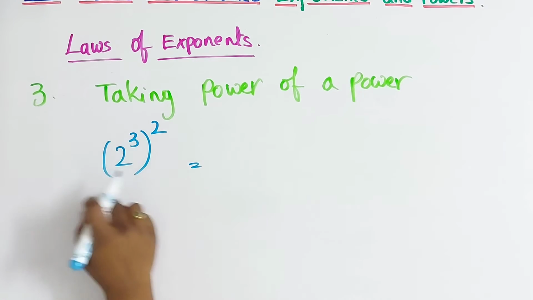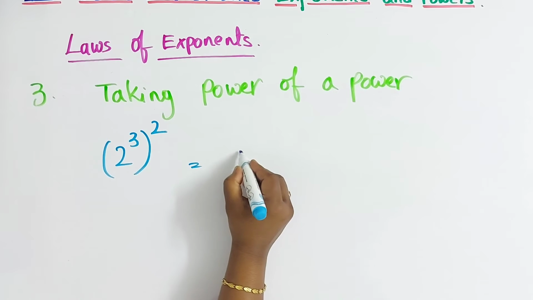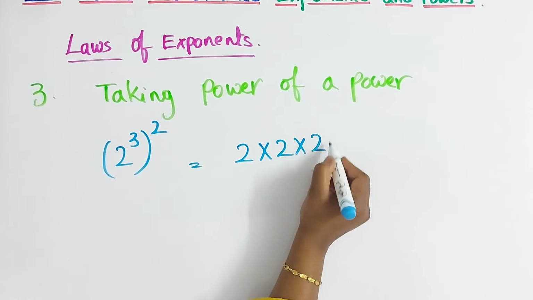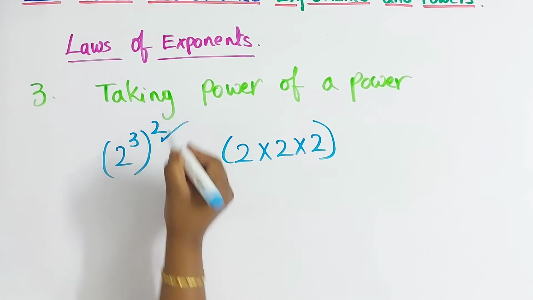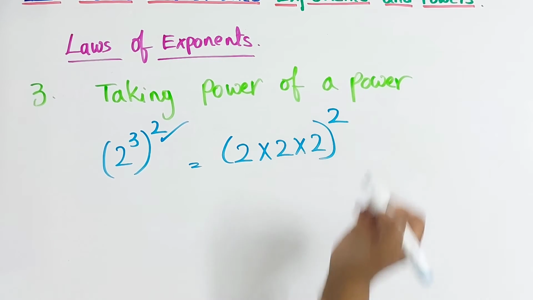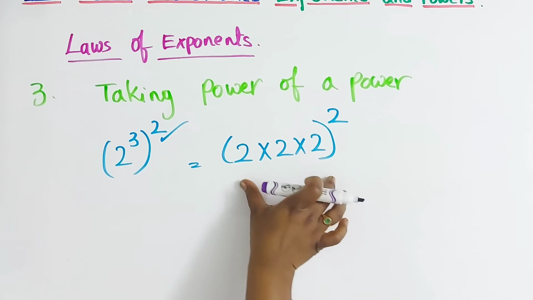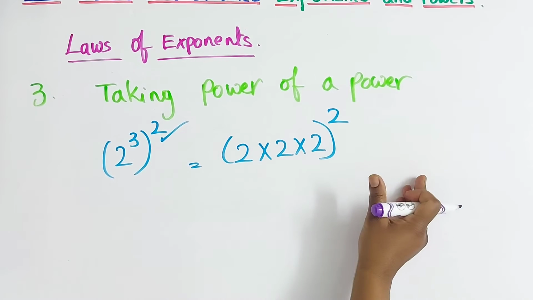So what is there inside? 2 raised to the power of 3. That means we have to multiply 2 three times: 2 into 2 into 2. But here one more power is there, that is 2. So now we have to multiply this again 2 times.